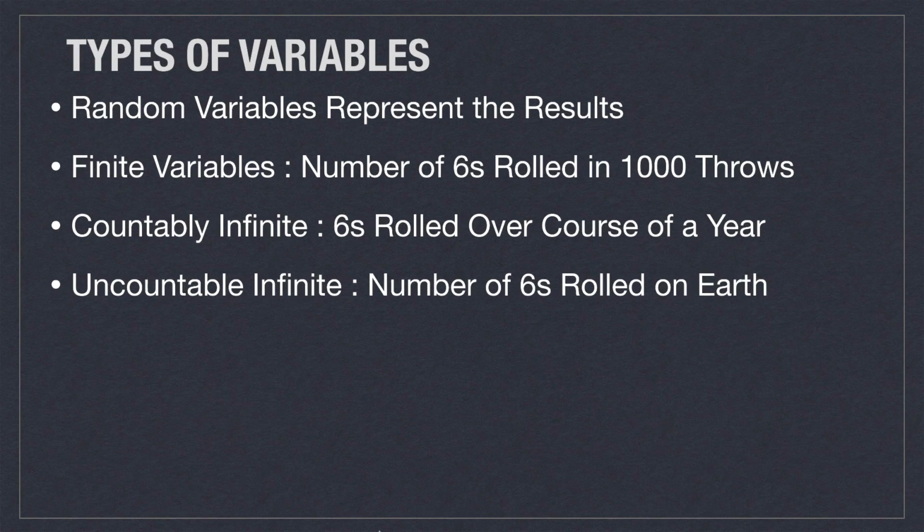Now, random variables are going to represent the results of your calculation. And there are 3 types, being finite, and you can see here an example of a finite variable, the number of 6s rolled in 1,000 throws. We're also going to have countably infinite, which would be as if you would count the number of 6s rolled over the course of a year. And then you have uncountable infinite, which would be the number of 6s rolled on the entire planet Earth.